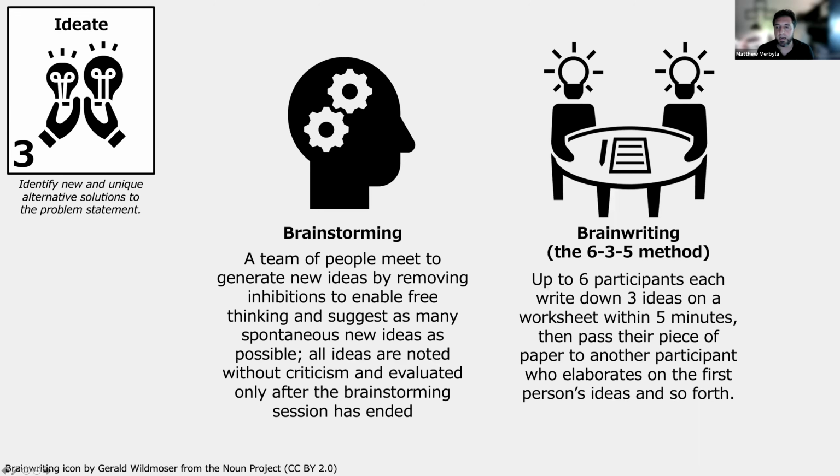And so the idea now is that you pass your piece of paper with your 3 ideas over to another participant in the group who will elaborate on those ideas. And then you'll receive the ideas from a different person, and you'll start to elaborate on their ideas. And you do that until all the ideas make their rounds. At the end of this process, you've got 18 ideas that have been reviewed by 6 people.